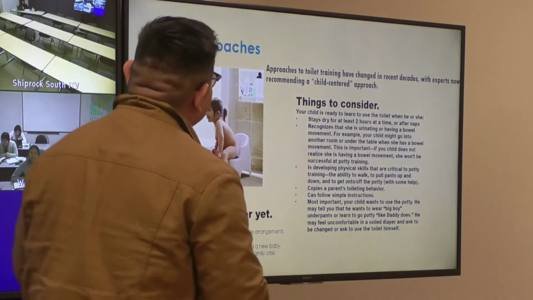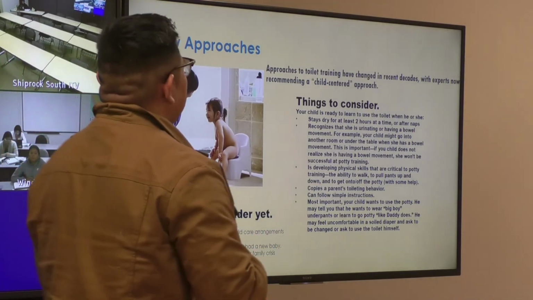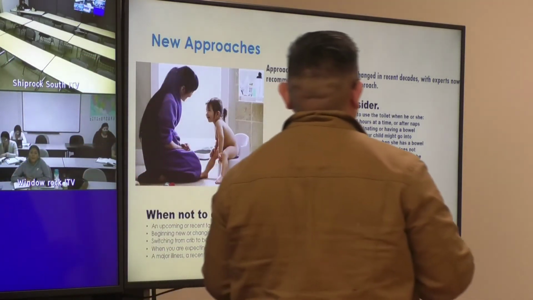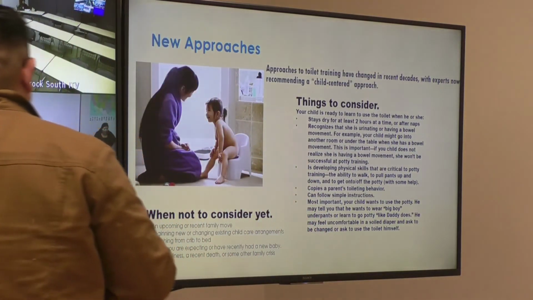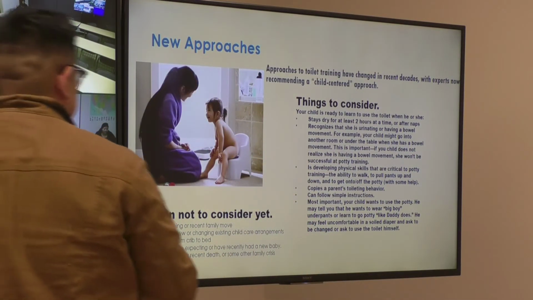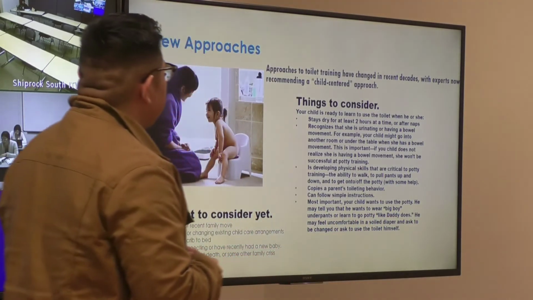Copies parent toileting behavior, can follow simple instructions. Most important, your child wants to use the potty. They might tell you that he or she wants the big boy or big girl pants, or underpants, or wants to learn to go potty like daddy does, like mommy does. You may feel comfortable in a solo diaper.